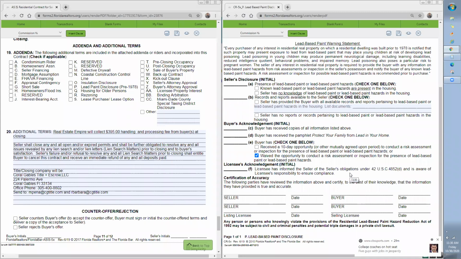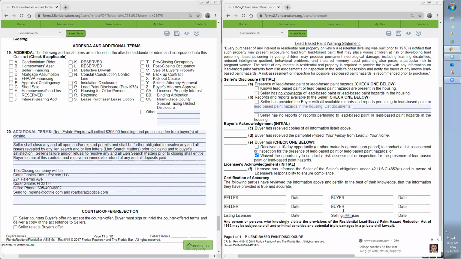We as agents need to sign off on this document because we are letting everyone know that we have told our client this is possible, okay? So if you do have a house built prior to 1978, this document needs to be initialed by the seller and the buyer, and all the agents need to sign it as well so that they know. Okay?